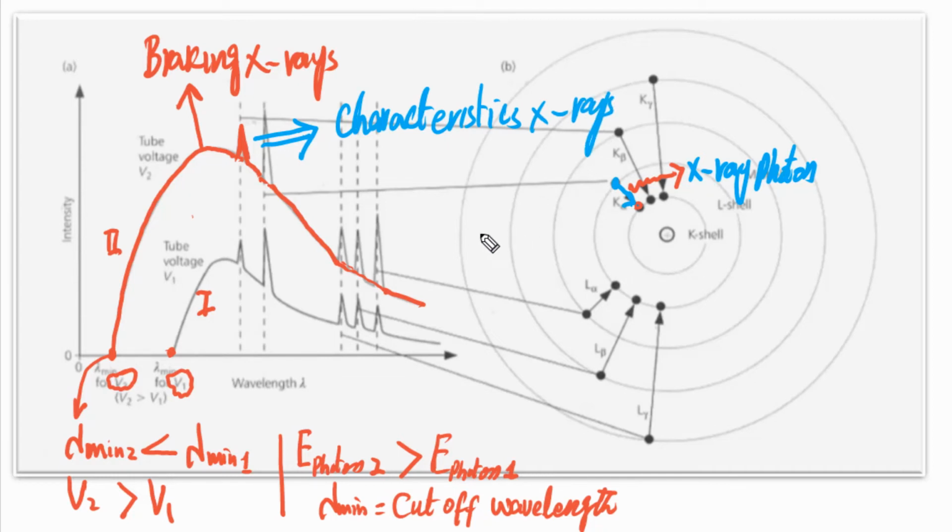So this is how they are produced. When a coming electron hits electrons in the metal target, it removes an electron from the atom. So an electron from a higher energy level will jump downwards to fill that gap. And when it jumps from a high energy level to a lower energy level, it will release energy in the form of an X-ray photon.